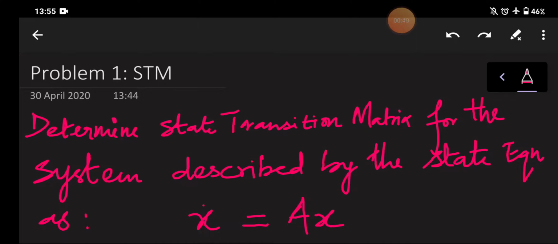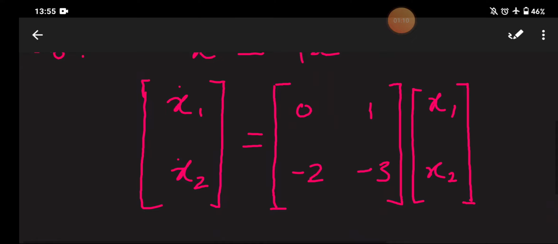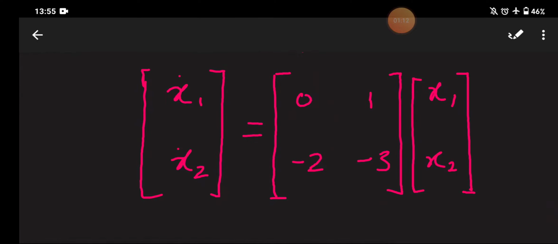So the problem number 1 on STM is: determine the state transition matrix for the system described by the state equation x dot is equal to Ax. This is the general state equation with input equal to 0. This equation is given to us in this form.